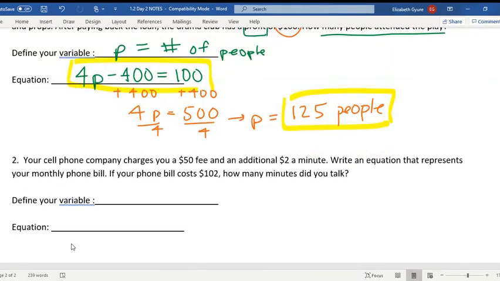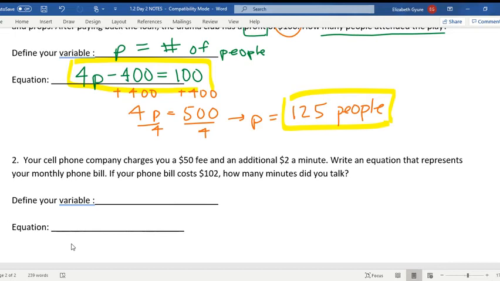All right, number 2, your cell phone company charges you a $50 fee and an additional $2 a minute. Write an equation. This was like back in the day when you got charged for stuff like that. So write an equation that represents your monthly phone bill. If your phone bill costs $102, how many minutes did you talk?